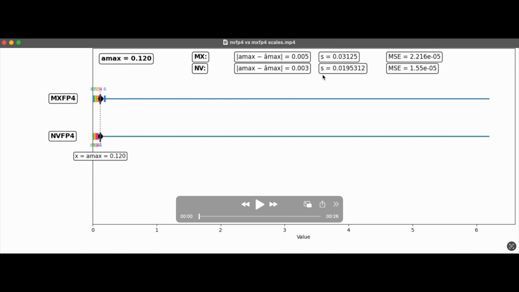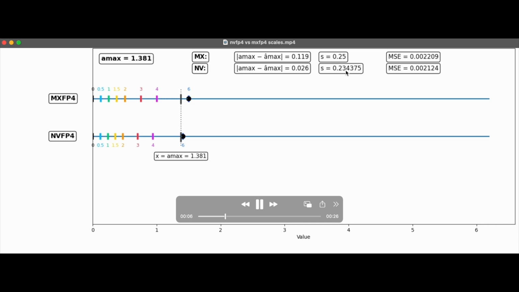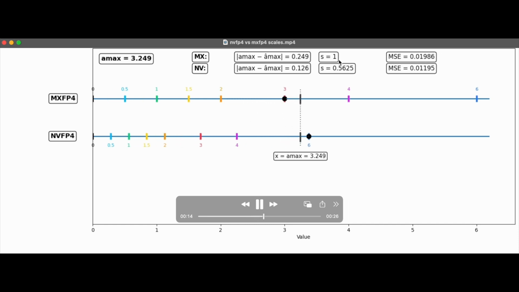First, I'd like you to focus on how the scale factors change, and then we'll look at how the available range changes as well. Watch the scale factor values for MX and NV as the animation runs. You can see that the NV scale factor changes smoothly, while the MX scale factor jumps from 0.25 to 0.5 to 1, and so on. That's the fundamental difference. This issue, where the highest centroid isn't used, occurs surprisingly often. A significant portion of possible maximum values causes MX to behave this way. As a result, you lose part of the available dynamic range, and the mean squared error increases.